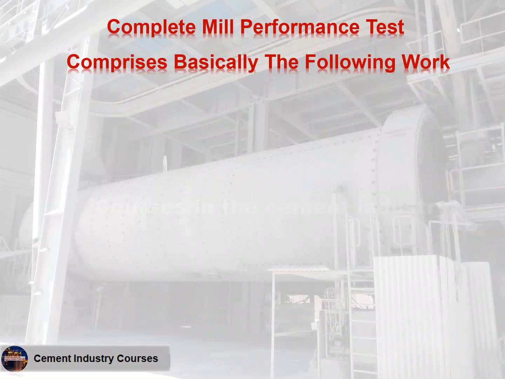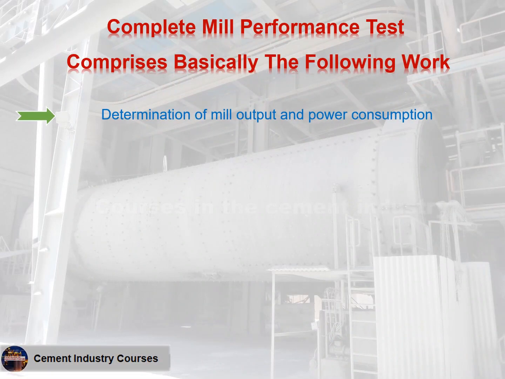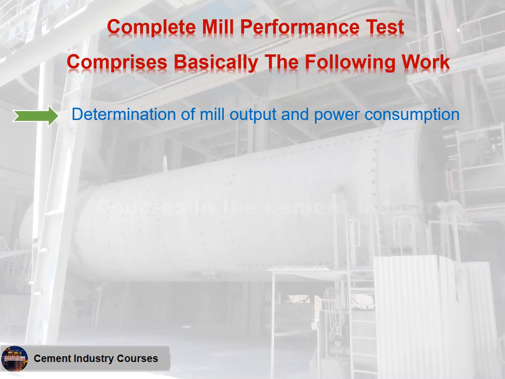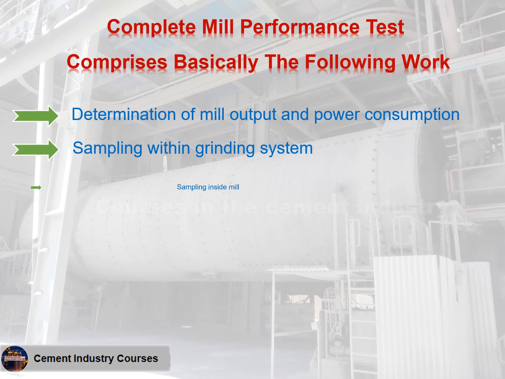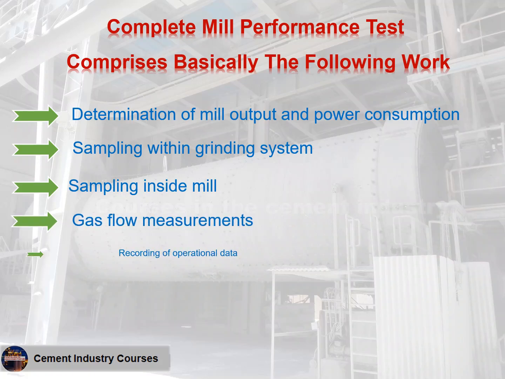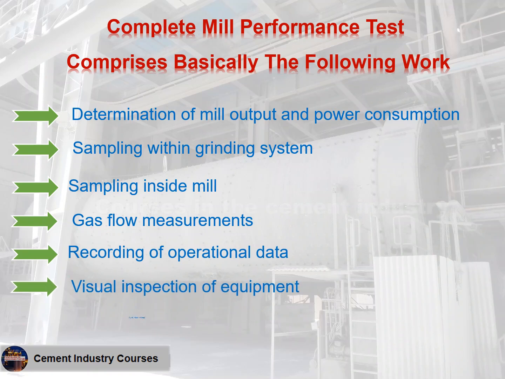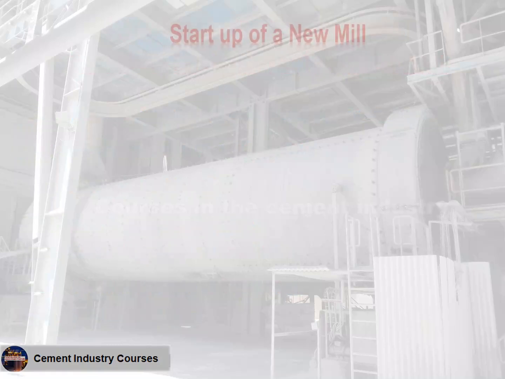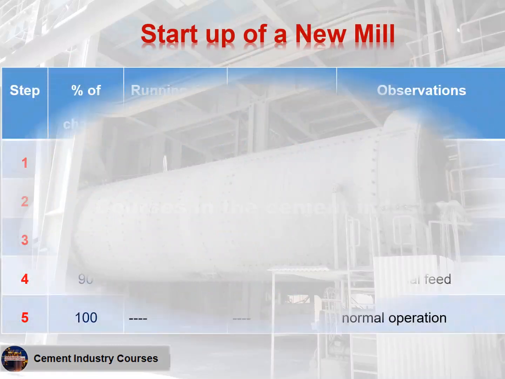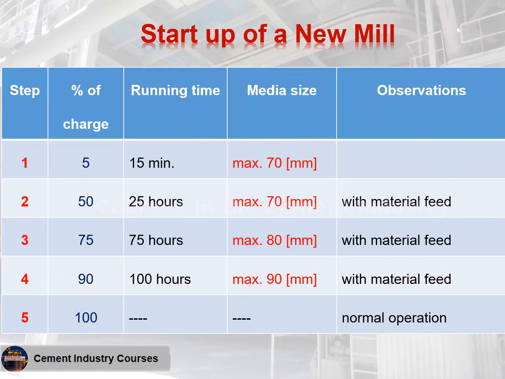A complete mill performance test comprises basically the following work. Determination of mill output and power consumption. Sampling within the grinding system. Sampling inside the mill. Gas flow measurements. Recording of operational data. Visual inspection of equipment. Evaluation of the test. Startup of a new mill. This table shows the values and steps that must be followed when running a new mill.